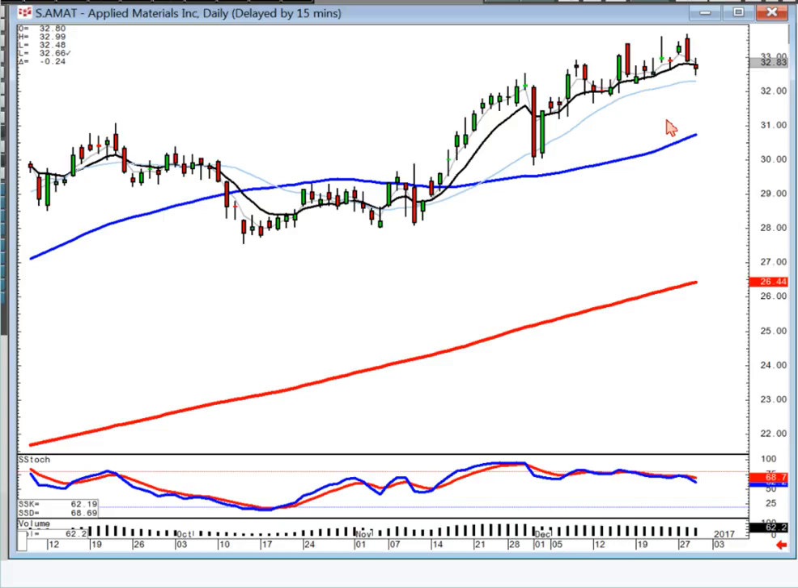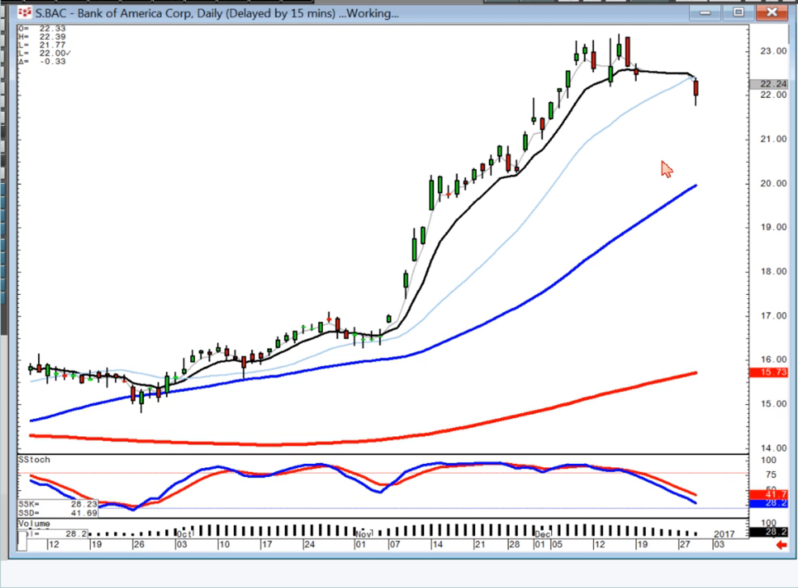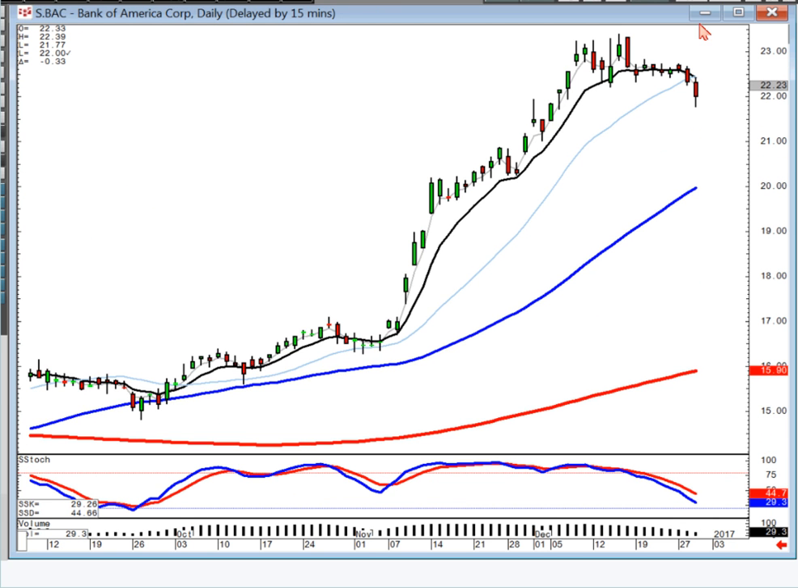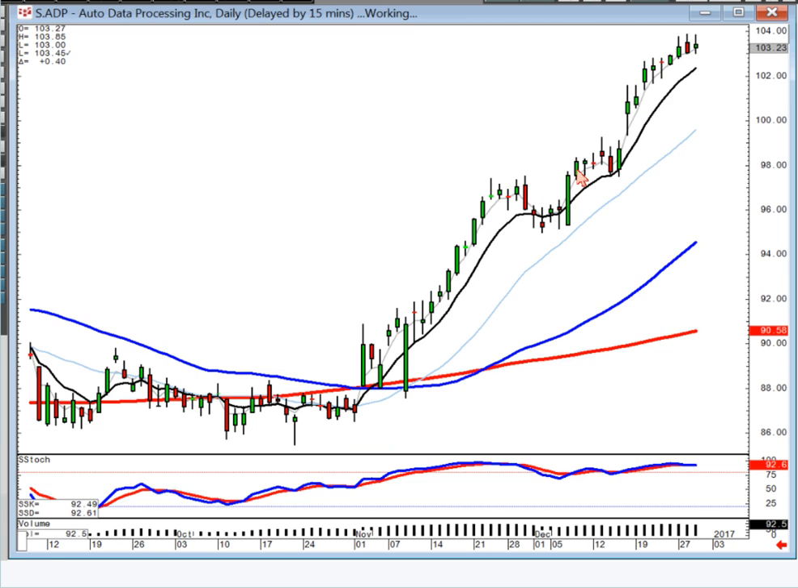AMAC is still in a very slow uptrend. It has to open positive tomorrow to stay in it. Bank of America, this one you can start going short. There's still a gap right here, which would kind of coincide with coming back to test the T-line. ADP, just stay long.